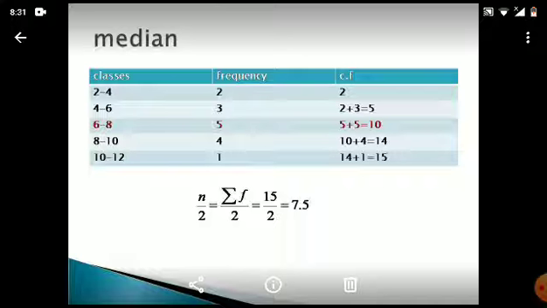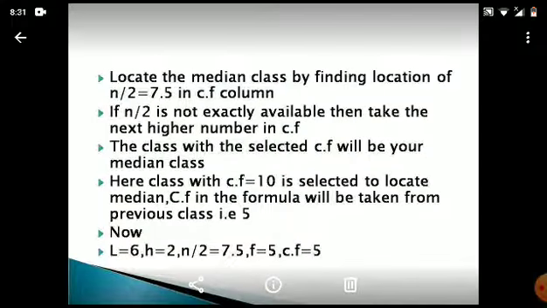And C. C is not selected from this class. C is taken from the cumulative frequency column above the selected class, that is equal to 5. Not from the class with 10, but from above 10, that is 5. These two things are very important. First, how to locate: take the next higher number. And the other one is that cumulative frequency is selected from the class above the previous class.